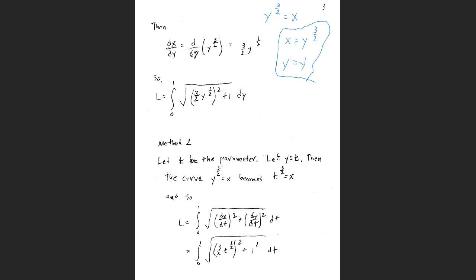Okay, well now this here, incidentally, if you were to work this out, you'd have 9/4 y plus 1 under that square root symbol, and you could get the antiderivative. You would need a substitution, let u equal 9/4 y plus 1, but it would work out. Now the other method is to say, well, I like t as my parameter. I want t to be my parameter. If you do that, you could say, well, let y equal t.